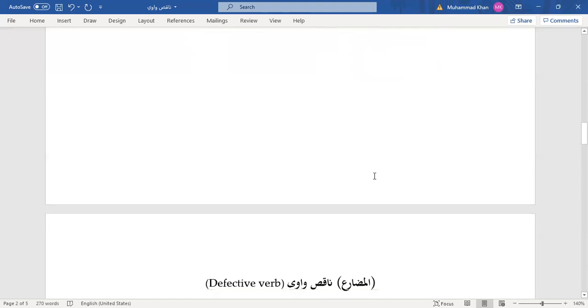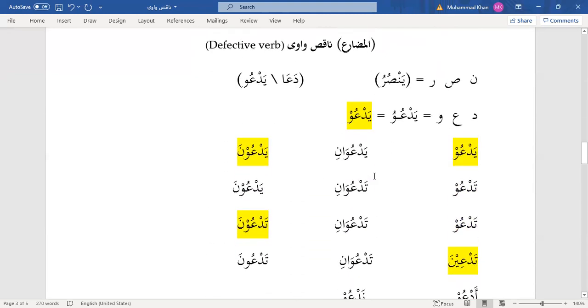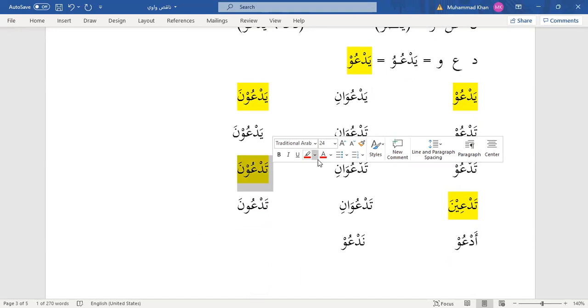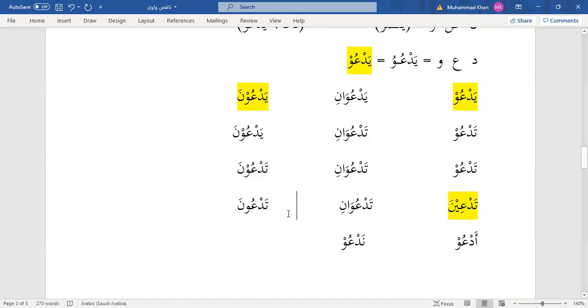Then in the present tense, basically three changes took place, because we will not treat one change as two changes. One change will be considered as one change. For example, yad'u is one change, and that change is applicable to tad'u, tad'u, ad'u, and nad'u. So it was basically yad'u, as you know.